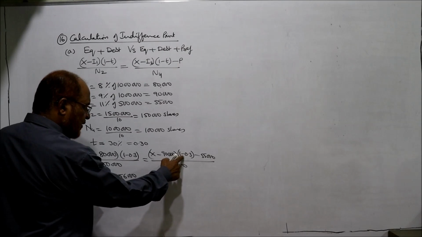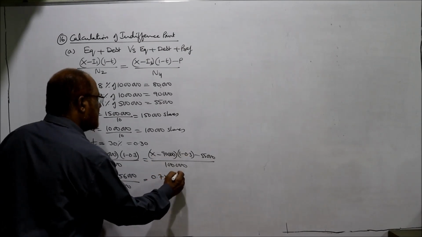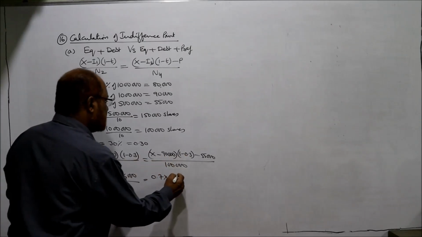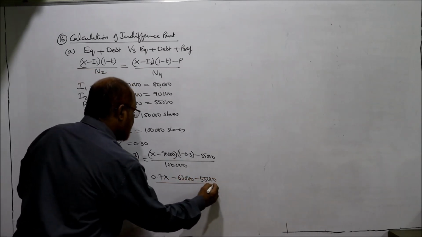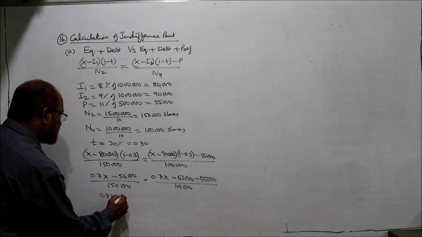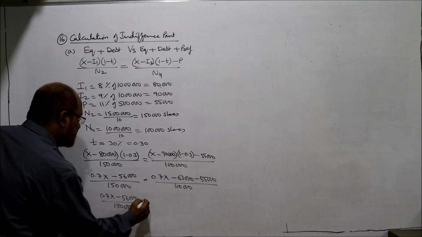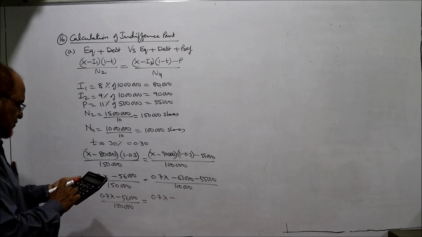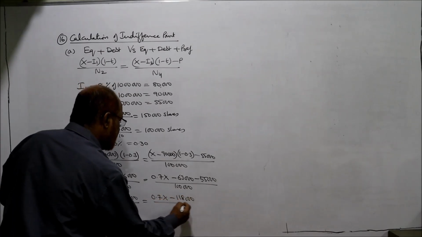Here also same thing. 1 minus 0.3 is 0.7. 0.7 into x, 0.7x minus 0.7 into 90,000, 63,000, minus 55,000 divided by 1 lakh. We write the same thing again: 0.7x minus 56,000 divided by 1,50,000 is equal to 0.7x minus 63 plus 55, which is 1,18,000, divided by 1 lakh.